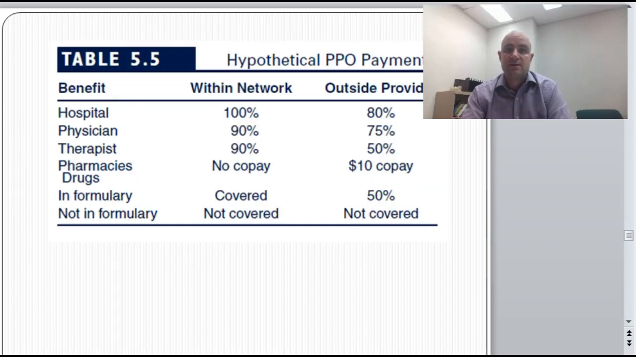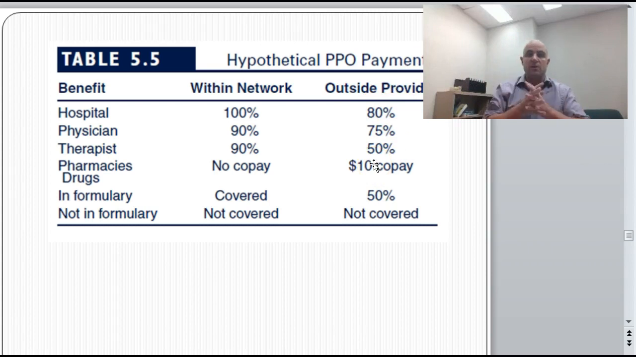And so if we look here, here's one example. Now, if you go within the network, they will pay 100% of the hospital, 90 physician, 90 therapists, no copay for drugs. Whereas outside, they're going to pay less.